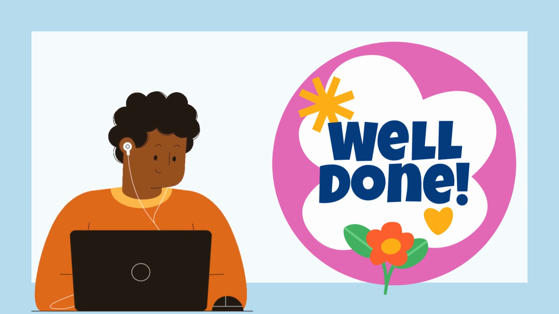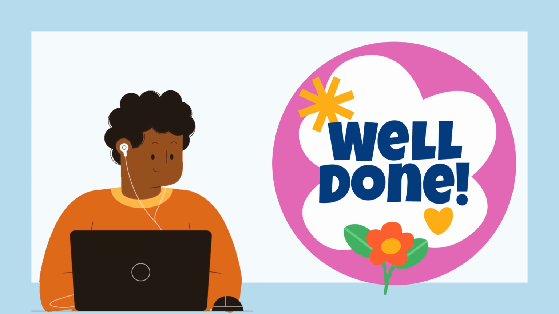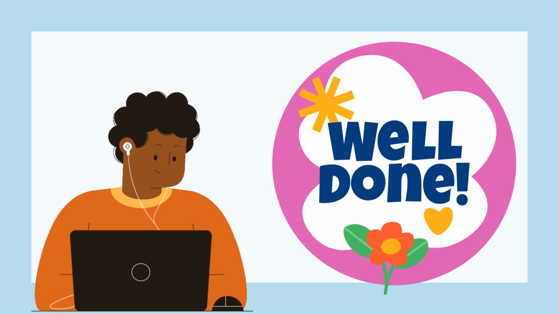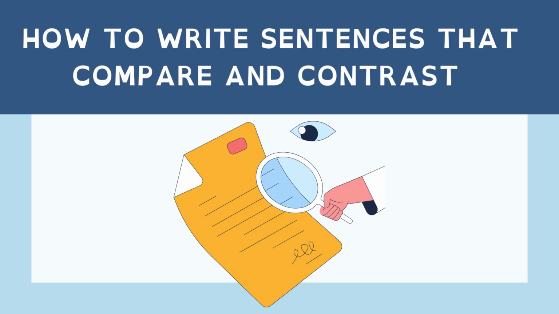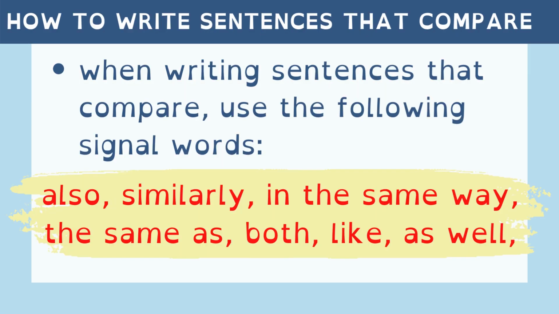Well done. Now we're ready to move on to the next part of our lesson. How to write sentences that compare and contrast. How to write sentences that compare. When writing sentences that compare, use the following signal words: also, similarly, in the same way, the same as, both, like, as well.